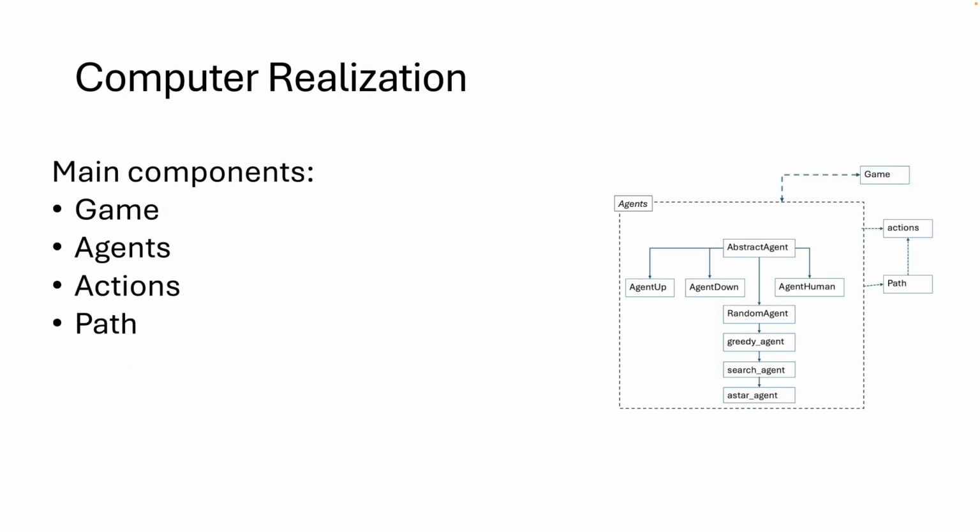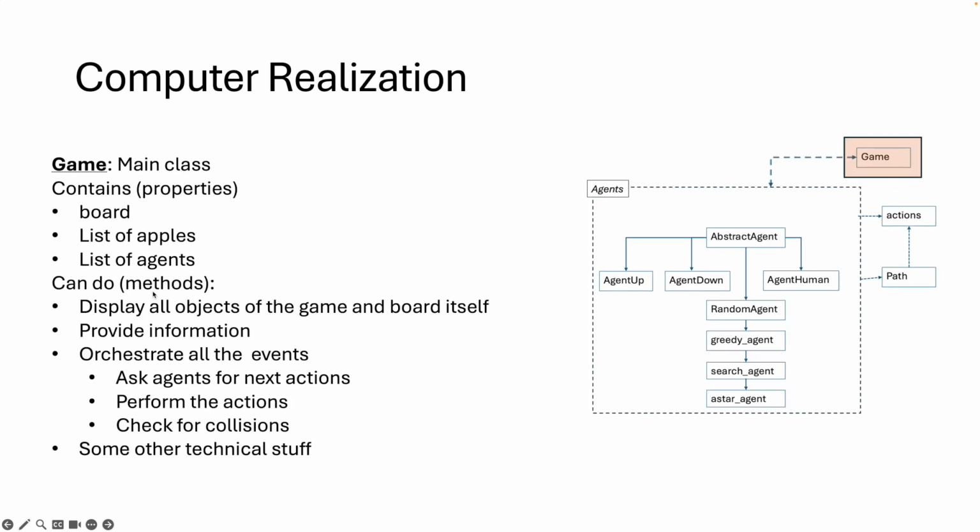So let me talk a little bit about the realization of the game. There are four main components that are in play. These are game, agent, action, and path. The game class is, in some sense, the main class of the game, and the properties that it contains are the board, which is represented as a rectangular array, then a list of apples and a list of agents that are currently present in the game.